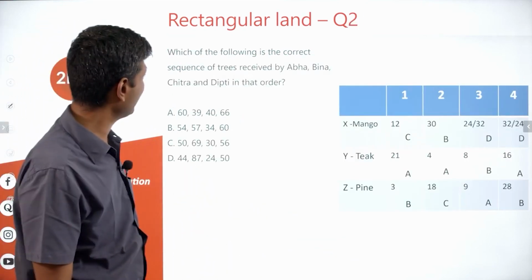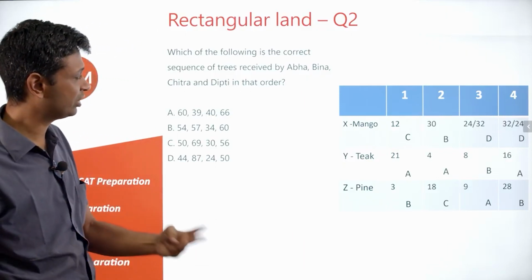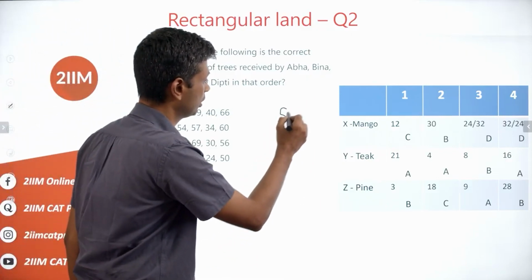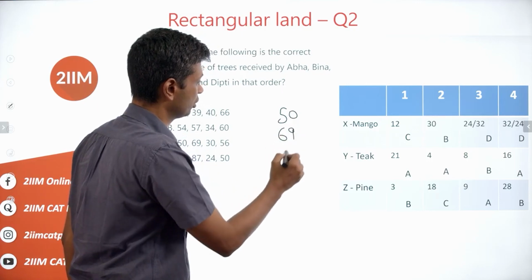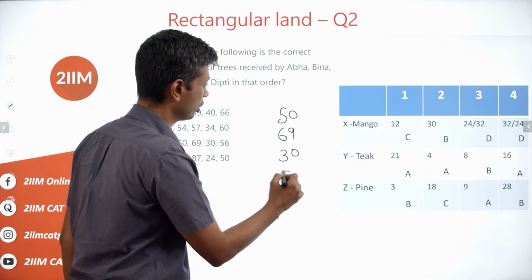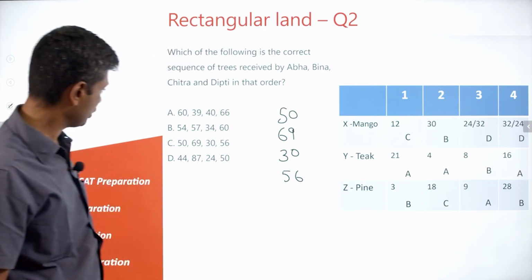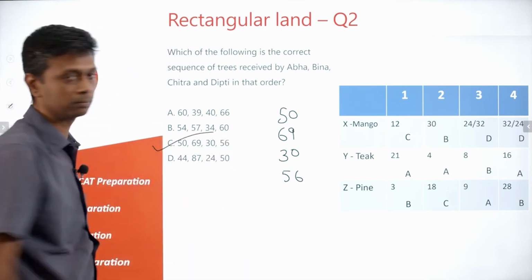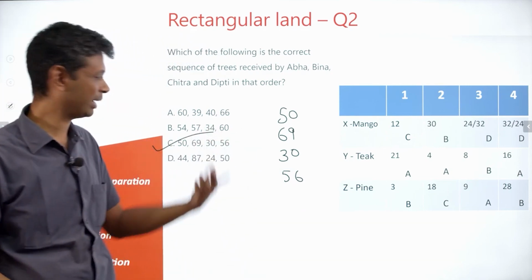Which of the following is a correct sequence of number of trees received by A, B, C, and D? A gets 50, B got 69, C got 30, D got 56. 50, 69, 30, 56. Good to go. We know all four numbers. We don't have to guess from answer choices or anything.